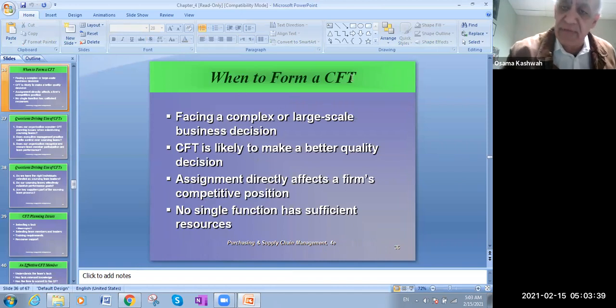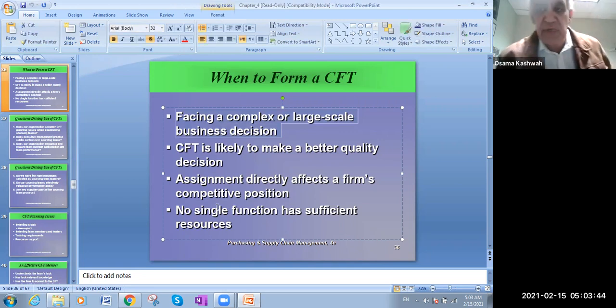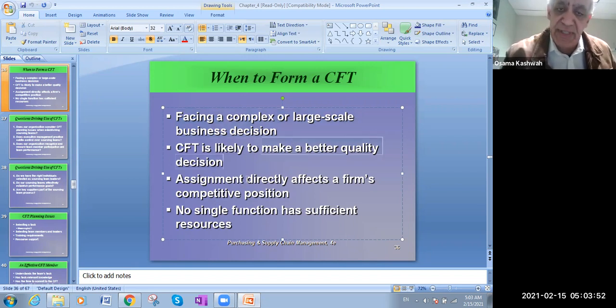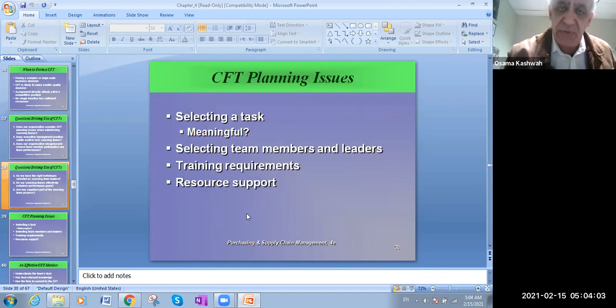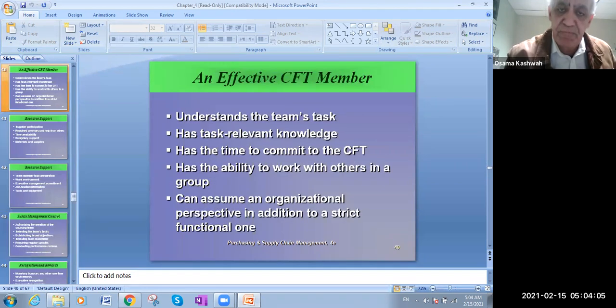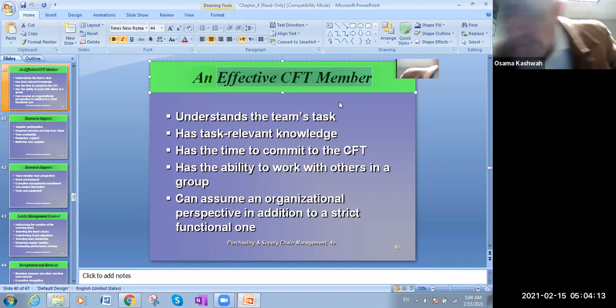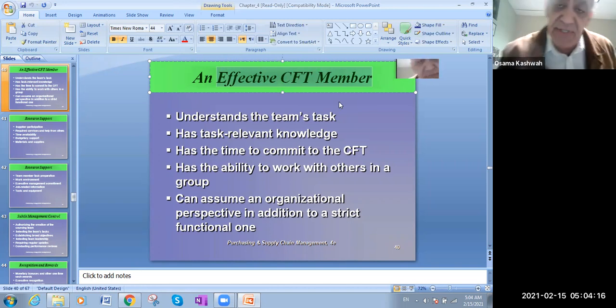When to form a cross-functional team: when facing a complex or large-scale problem. If you need the ideas of more than one person, then the cross-functional team is important. Likely to make better quality decisions. The assignment directly affects the firm's competitive position. No single function has sufficient resources. For that reason, you are always working on cross-functional teams. But still, the cross-functional team members have some important points, like keys of success.